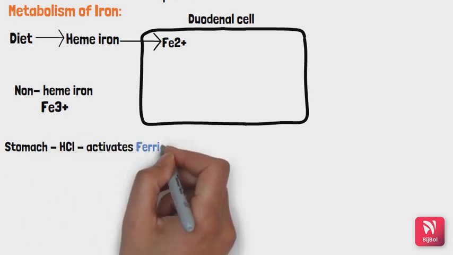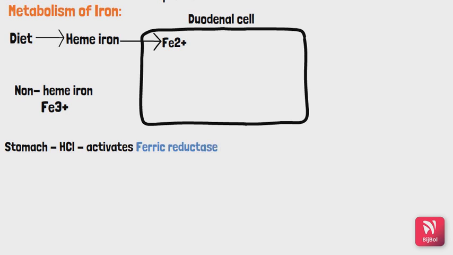So what happens is that when food enters the stomach, hydrochloric acid in the stomach activates an enzyme called ferric reductase.